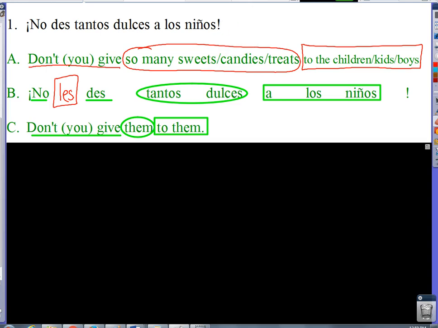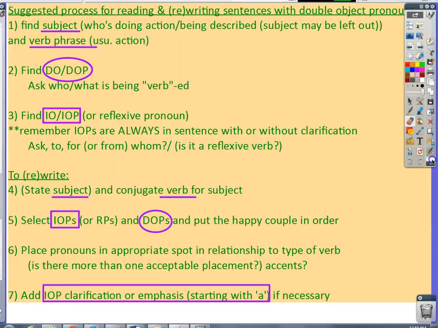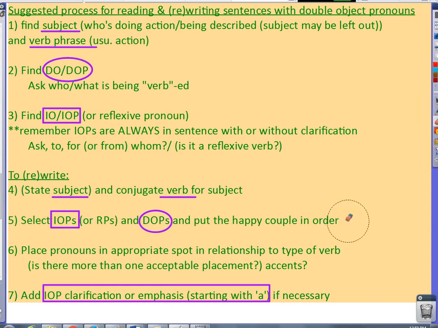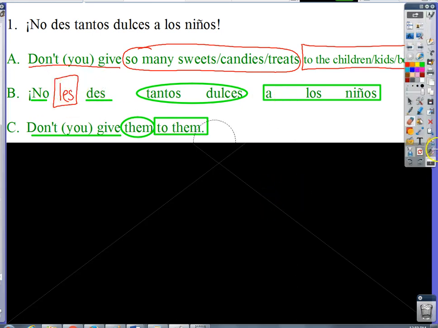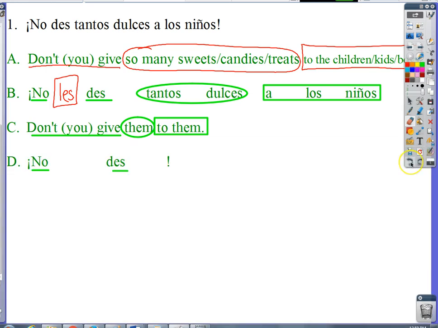I'm just following the notes here. It says, select them, put the happy couple in order. It would be les los, but as you know, you can't do that, so I'm going to fix it and say se los, and put them in the appropriate spot. If the appropriate spot was in front of des here, because it's a negative command, it's going to be the appropriate spot again. In the correct order, as two separate words, se los des. And that's how you do number 1.